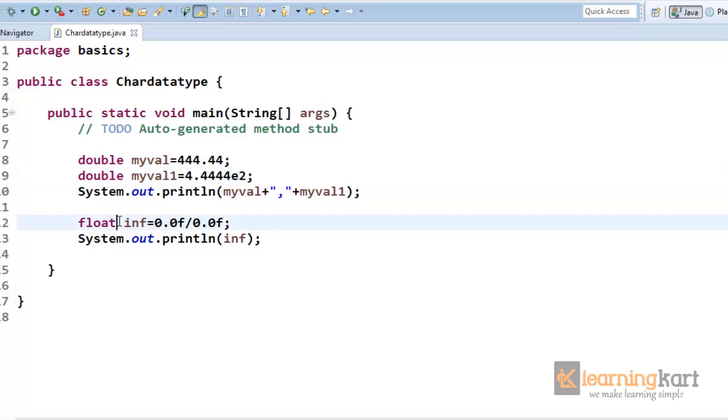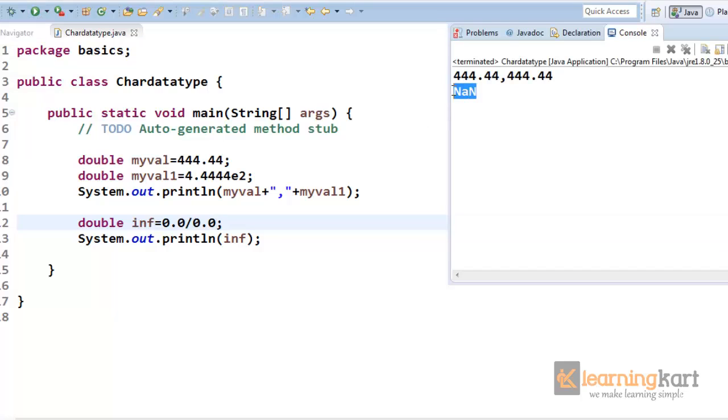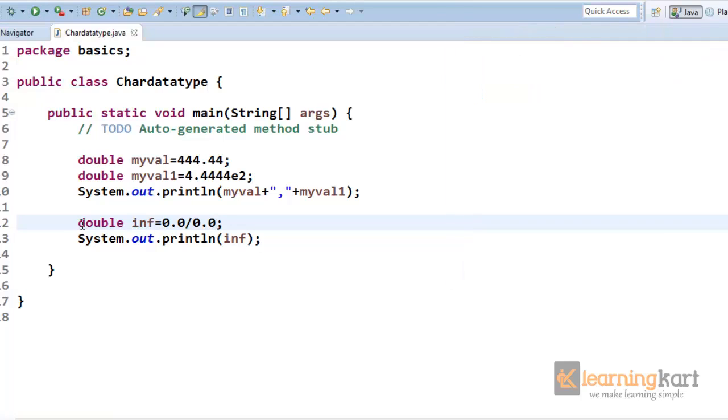The rules for this also remain the same. Instead of Float.NaN, in this case we have Double.NaN. So not a number still comes in the case of double also. The same rules that were applicable for float are applicable for double. Again, you have a positive infinity, a negative infinity, and a not a number. And also, the same way we used to write in the decimal format as well as in the exponential format. The only thing missing is the F.